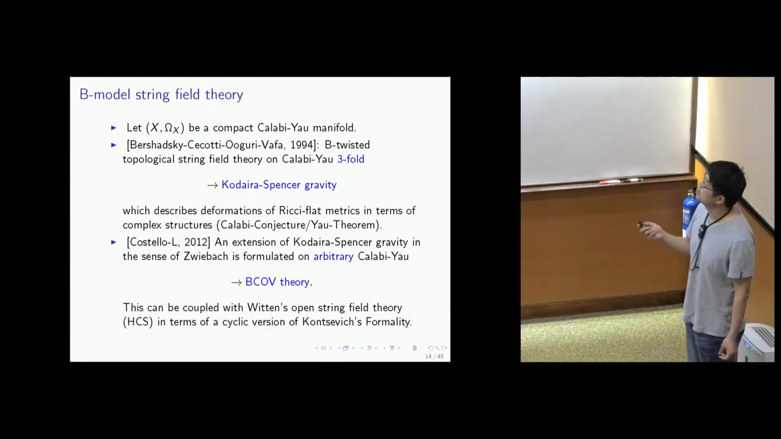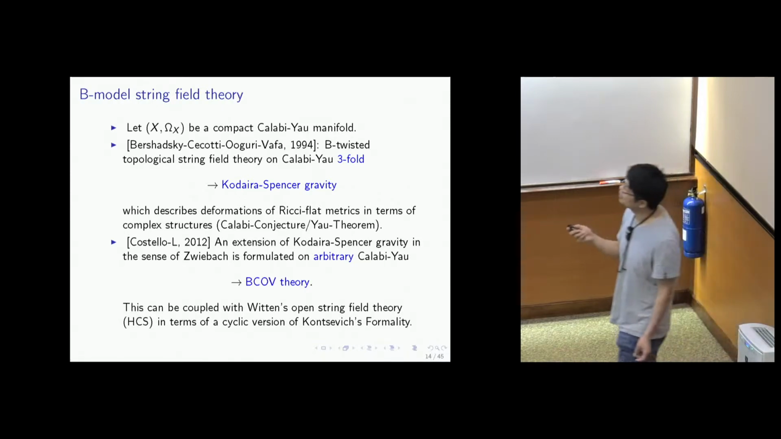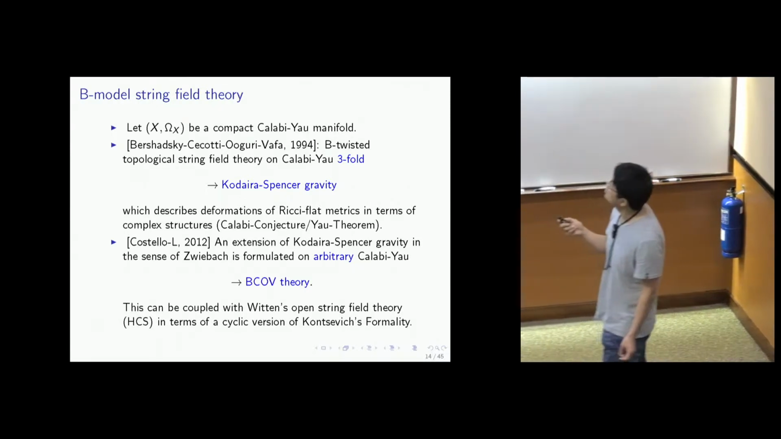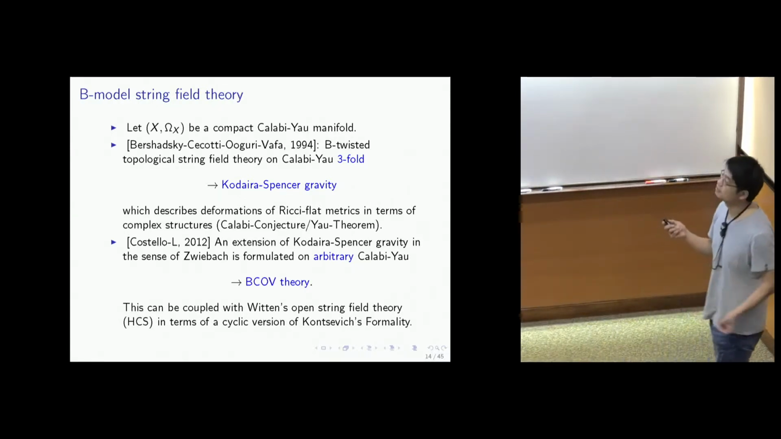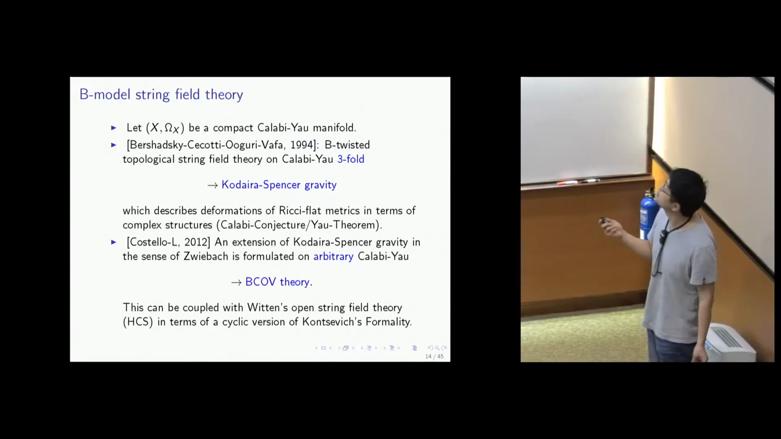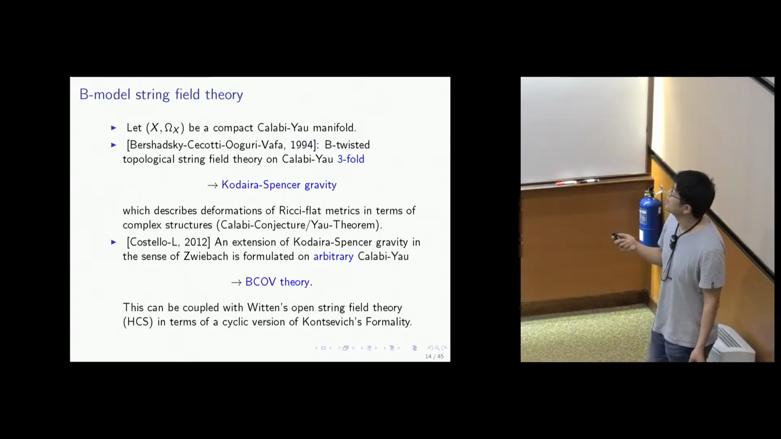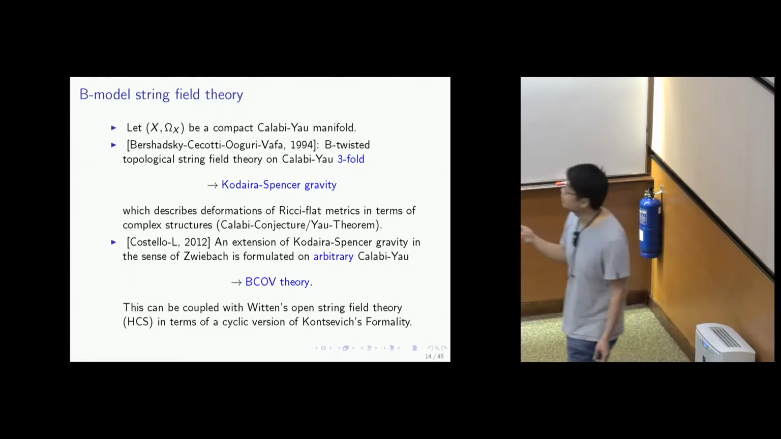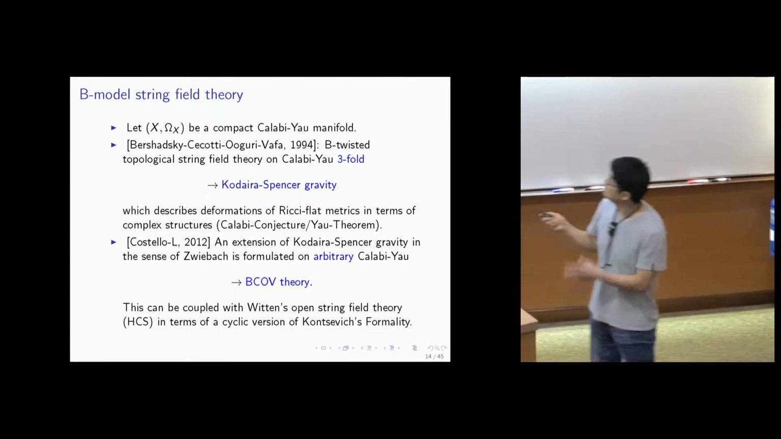And somehow, a couple of years later, with Kevin Costello, we find an extension of this Kodaira-Spencer gravity, somehow in the sense of Seiberg-Witten. I'll explain this later. And it's formulated on an arbitrary Calabi-Yau. We're going to call this one BCOV theory. And this is somehow interesting.